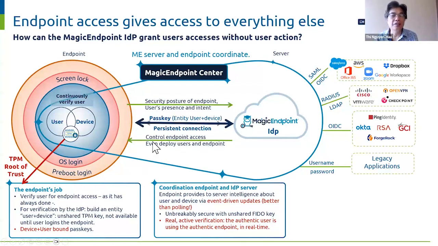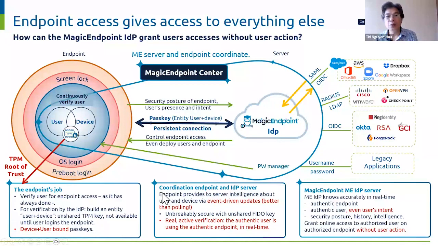The IDP actually can even control the endpoint access. It can be informed that the endpoint has been stolen, so it could tell the endpoint to lock out the user because it's most likely the attacker. So in any case, by having the persistent connection, the endpoint can inform the IDP in an event-driven way without polling. And that allows the IDP to know everything.